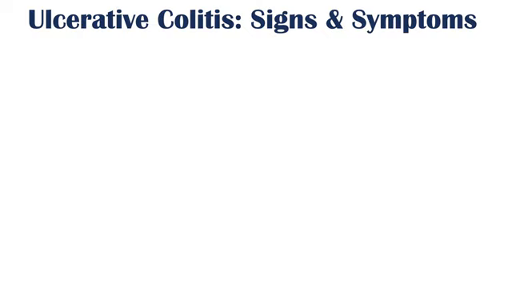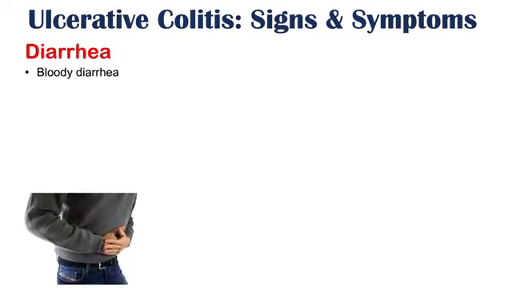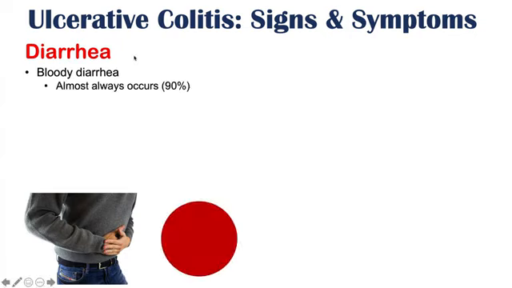Now let's talk about the signs and symptoms of ulcerative colitis. The first one is going to be diarrhea, and it's going to be a bloody diarrhea. Bloody diarrhea is going to be very, very common with ulcerative colitis. It's going to almost always occur. Roughly 90% or more of patients who have ulcerative colitis will have bloody diarrhea. Bloody diarrhea is less common in Crohn's disease, which is more likely to have a watery diarrhea.